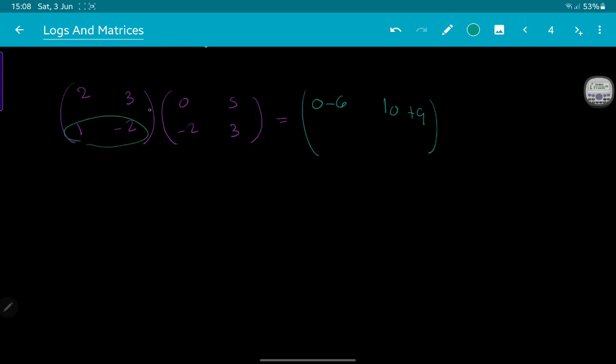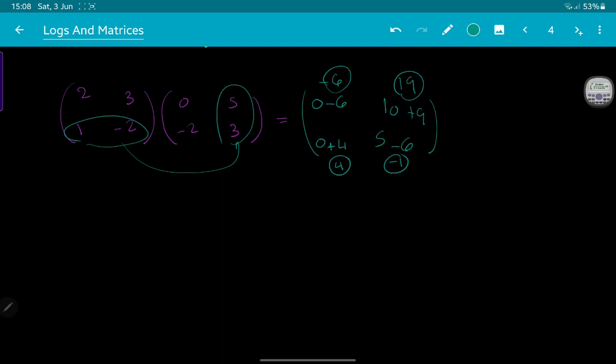Take the second row. 1 times 0 is 0, -2 times -2 is +4. We have finished this. Now take the next column. 1 times 5 is 5, -2 times 3 is -6. Then simplify to get the final answer. -6, 19, -1, 4. This is the final answer.